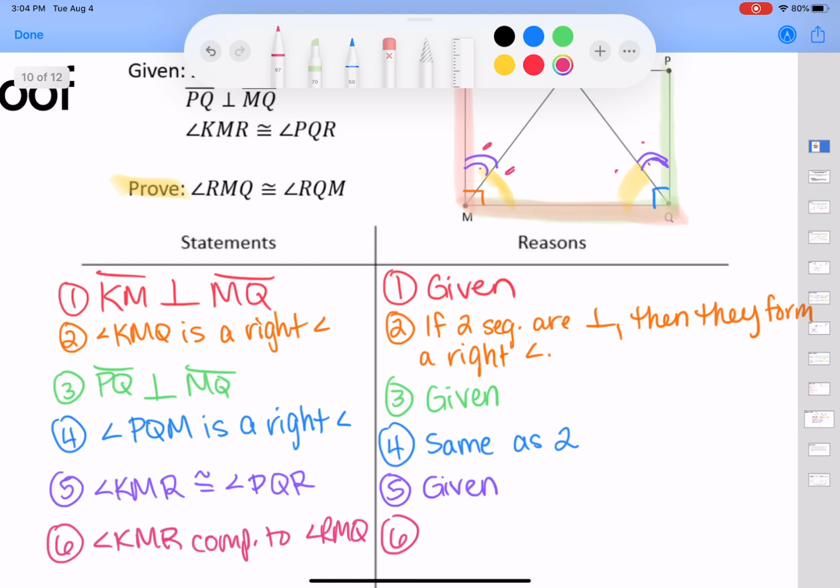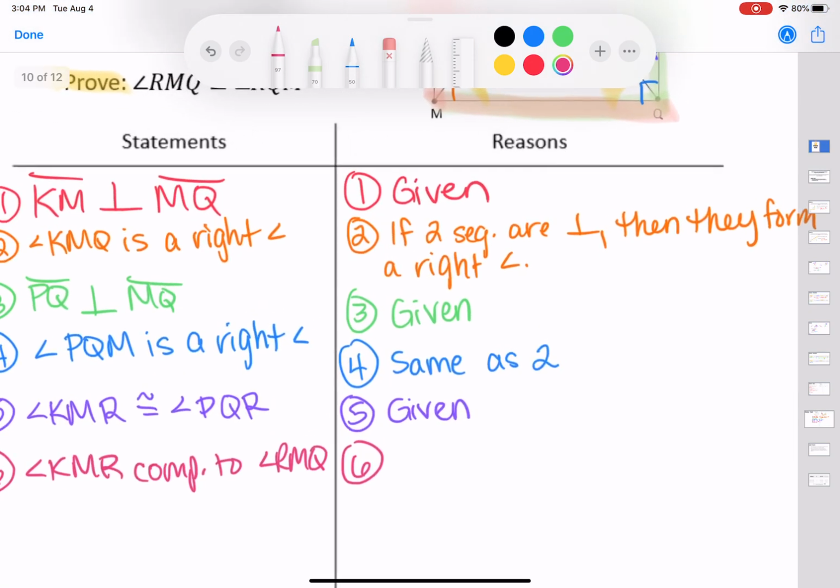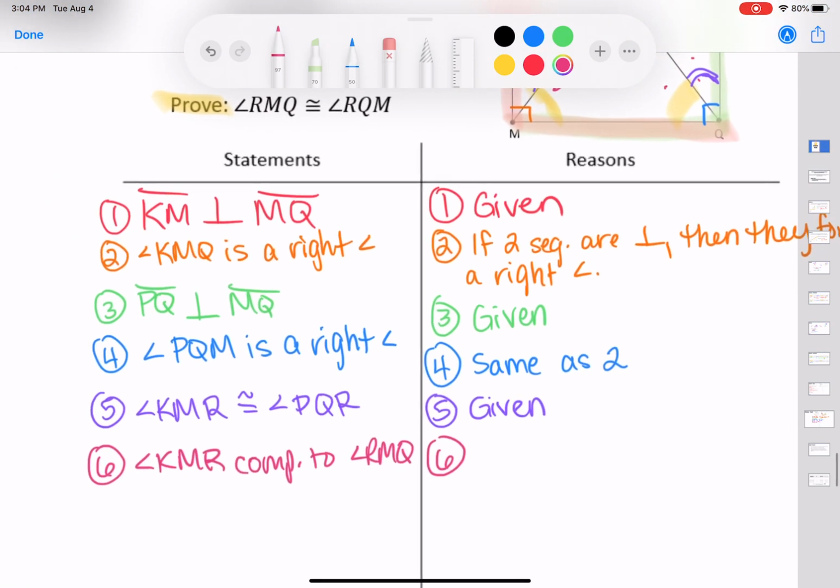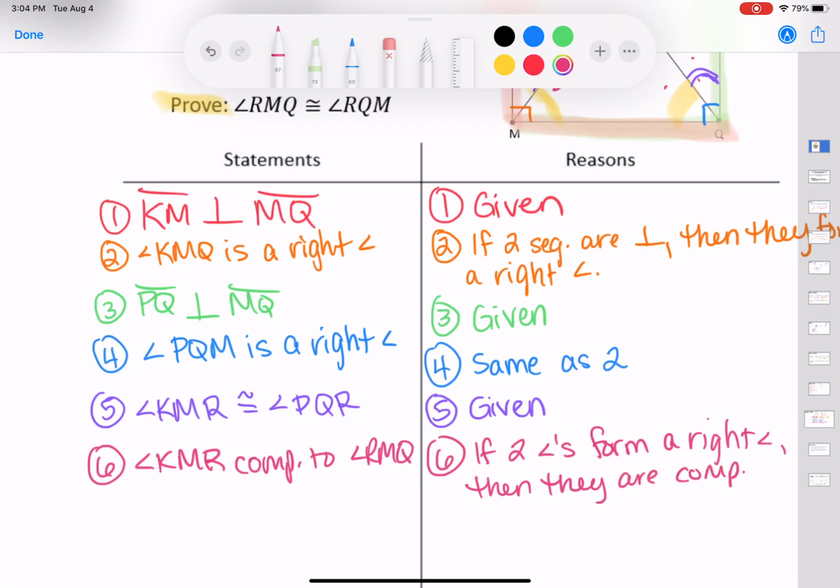This one and this one are complementary, right? Okay, now my if-then, that would be the definition of complementary. My if part is that they formed a right angle, so I've got to make sure that my ifs and my thens line up. So if two angles form a right angle, then they are complementary. The if part was that they formed a right angle. That was said in the previous step.